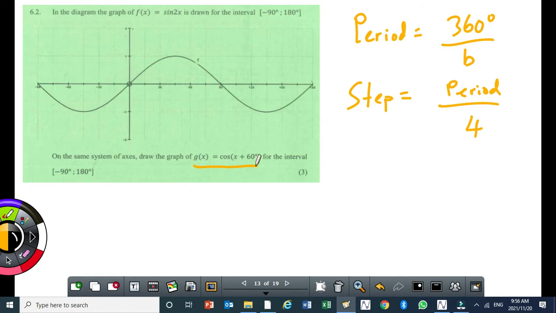Cos x plus 60, if you want to rewrite it in terms of sine, it will be sine of 90 degrees minus, in brackets, x plus 60. But we don't have to rewrite it. You don't have to rewrite it. But next year, when you do the compound identities, it's going to be much easier to understand.